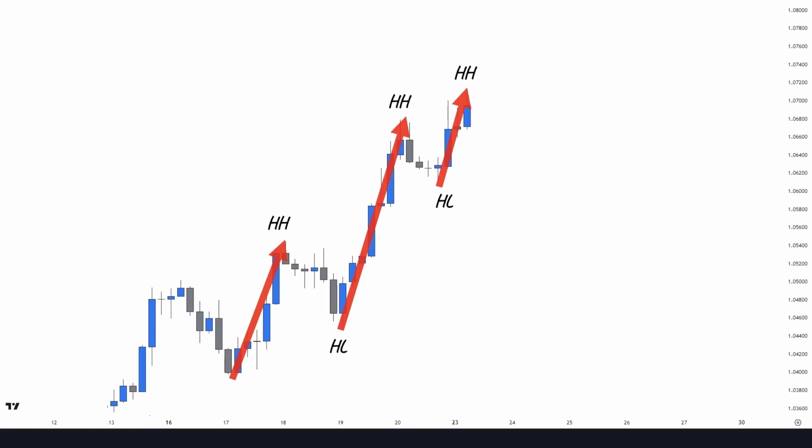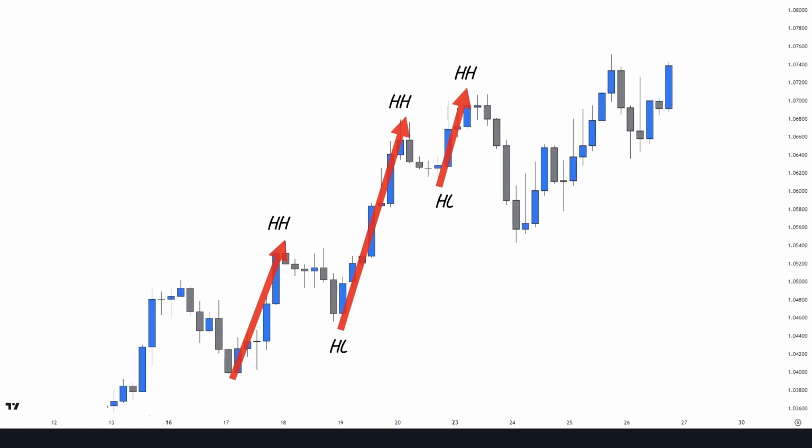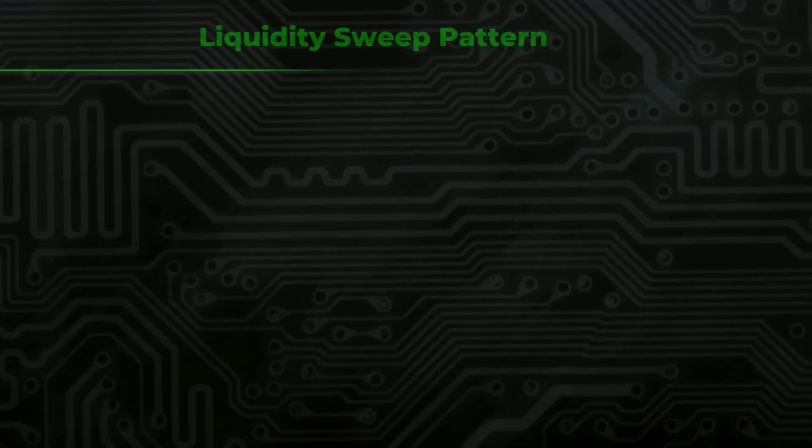So, in this case, if the price breaks below the swing low, we won't consider that as a valid change of character. A valid change of character occurs when the latest impulse is at least half the size of the previous one. The third factor you need to understand is liquidity sweep patterns on the chart.